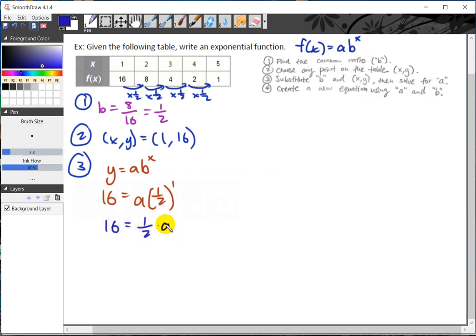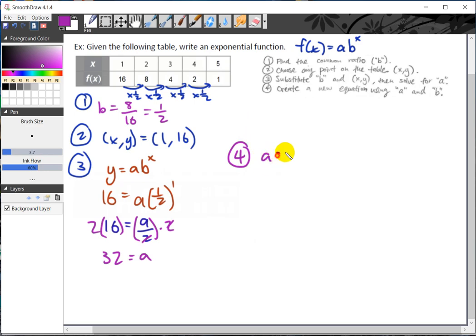Or in other words, we can put the a on top for the numerator. This is basically a divided by 2. Now, in order to get a by itself, we can just multiply by 2. So the 2's cancel. 2 times 16 is going to be 32. That's a.